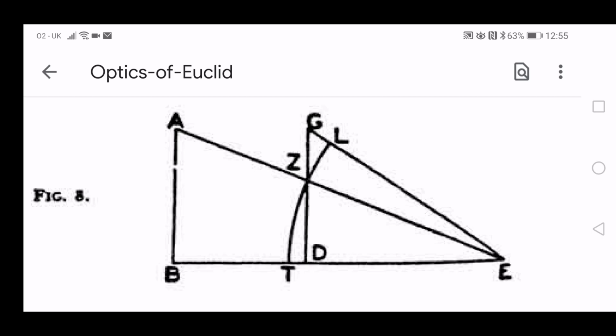And as one section is to the other section, so the angle LET is to the angle ZET, so the straight line BE compared with the straight line ED has a greater ratio than the angle LET compared with the angle ZET. AB is seen, so lines of equal length are not seen in proportion to the distances.